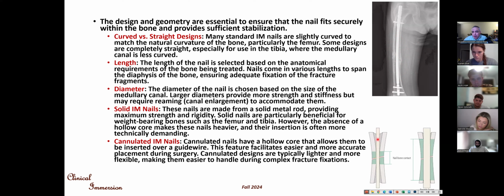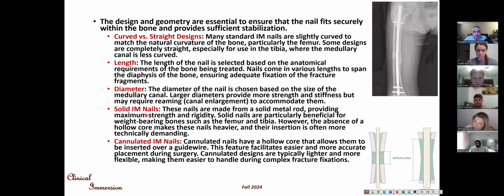When we insert a small diameter nail, it will be contacting the cortical bone in a small area. But if we use a larger diameter nail, it will be in contact with more cortical bone, and it gives the nail better stability. We will discuss later how we get this contact.